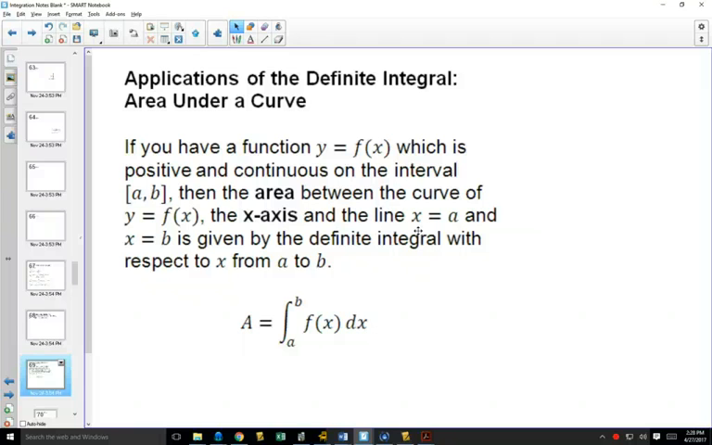So we saw already that the definite integral gave us the area between the curve and the x-axis. We've seen some properties. We saw that when the area was below, it was negative. So we're going to just play around with that a little bit today and do some more stuff with that.